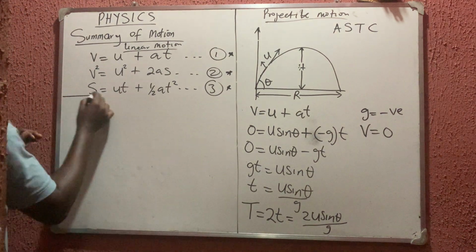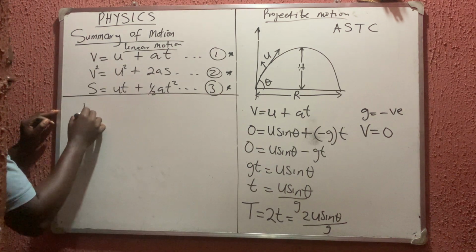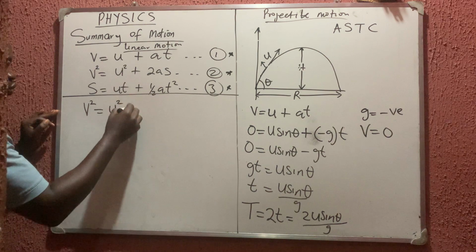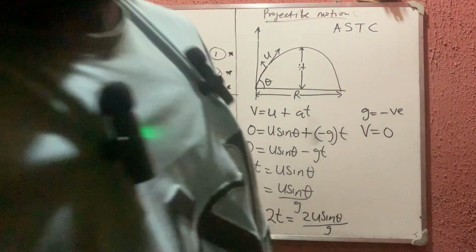Now, to get the maximum height, I told you we are going to use the second equation. We said that V squared is equal to u squared plus 2as.